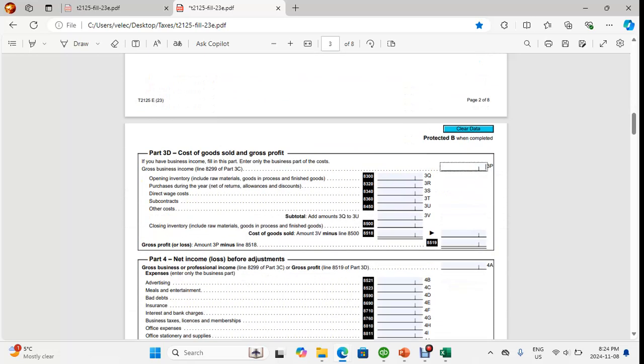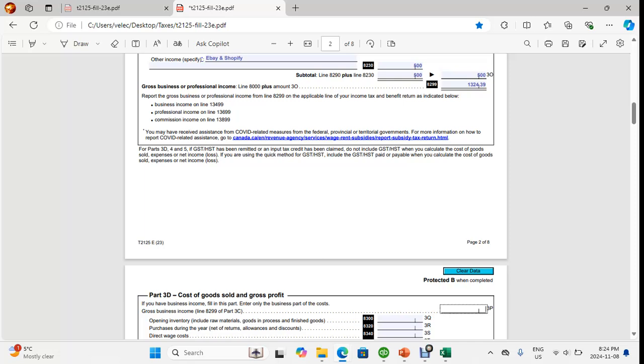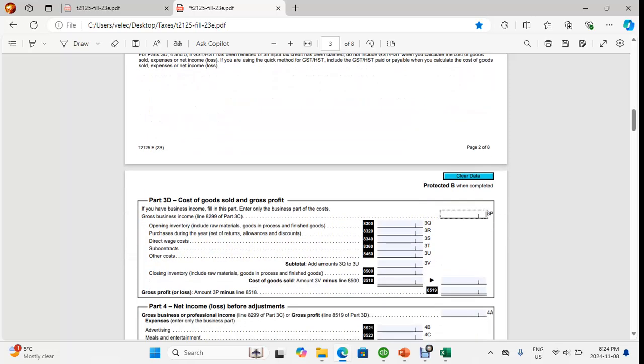Now you're going to transfer this amount from line 8299 into box 3P for part 3D. Your part 3D has to do with cost of goods sold and gross profit. So for gross profit, you've got $824.39. Your opening inventory will be $300.